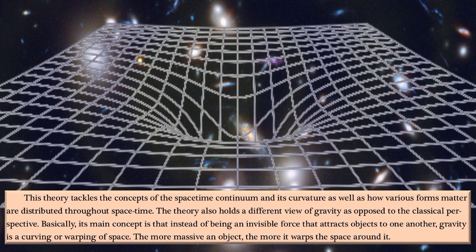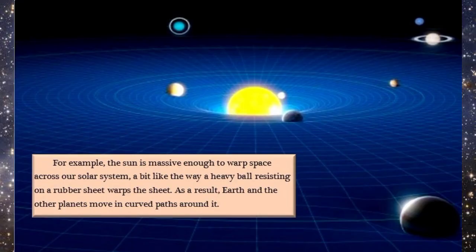Basically, its main concept is that instead of being an invisible force that attracts objects to one another, gravity is a curving or warping of space. The more massive an object, the more it warps the space around it. For example, the sun is massive enough to warp space across our solar system, a bit like the way a heavy ball resting on a rubber sheet warps the sheet. As a result, Earth and the other planets move in curved paths around it.